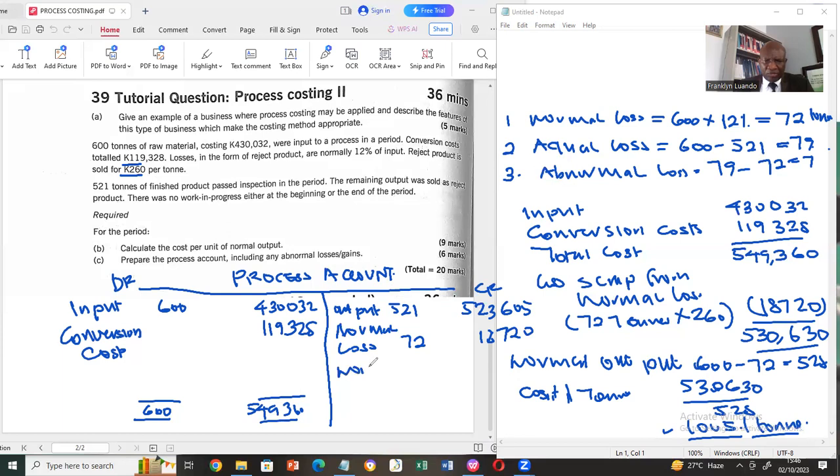Then abnormal loss there, just counter check it. Okay, the abnormal loss we calculated was 7. And multiplied by 1,005, it gives us 7,035. Now what goes in is what comes out. So there is 600. There again, it tallies, 549,360. So we have done the question together and I've explained the issues on the process costing.